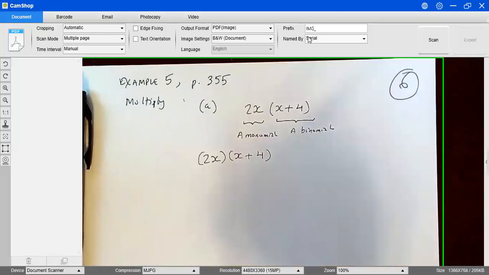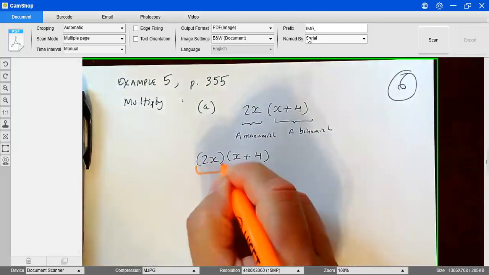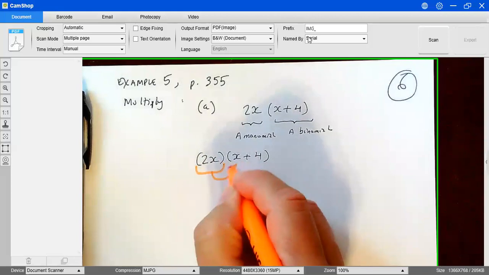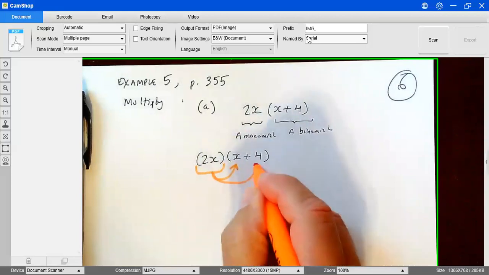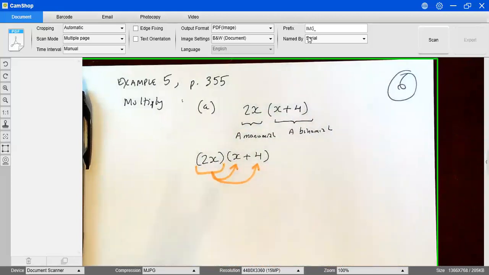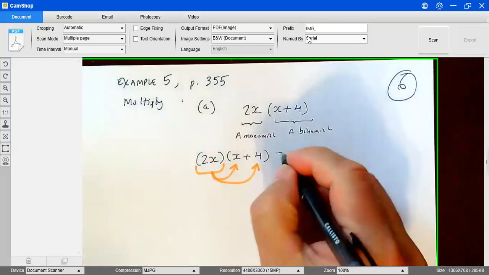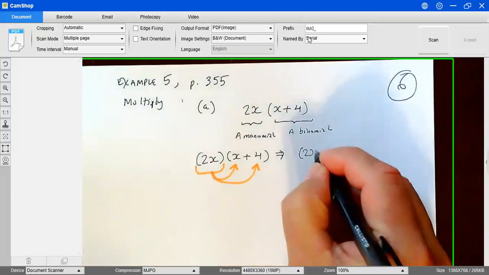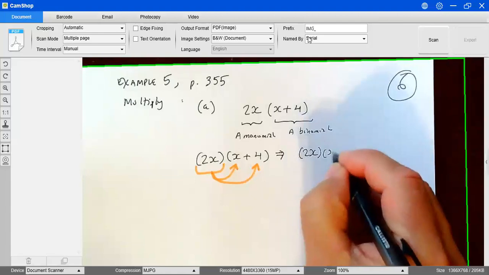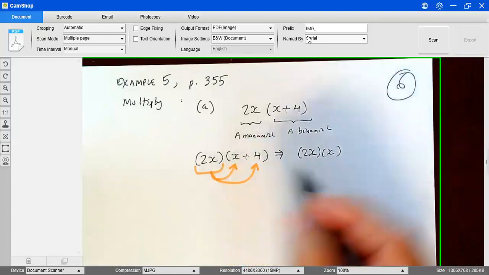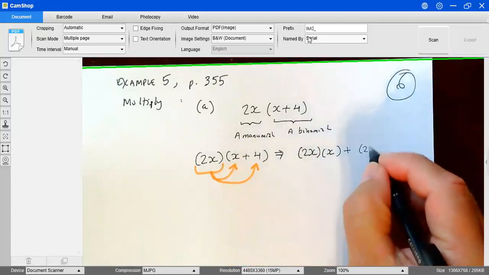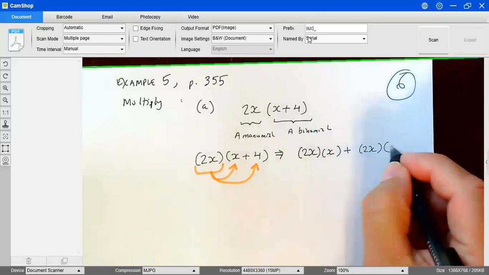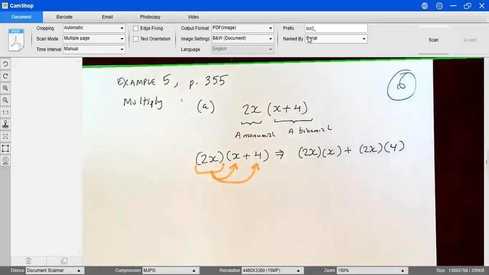And I'm going to apply the distributive property. So this monomial is going to multiply x, and then it's going to multiply 4. So that's the distributive property. So what I'm going to get is 2x multiplying x plus 2x multiplying 4.